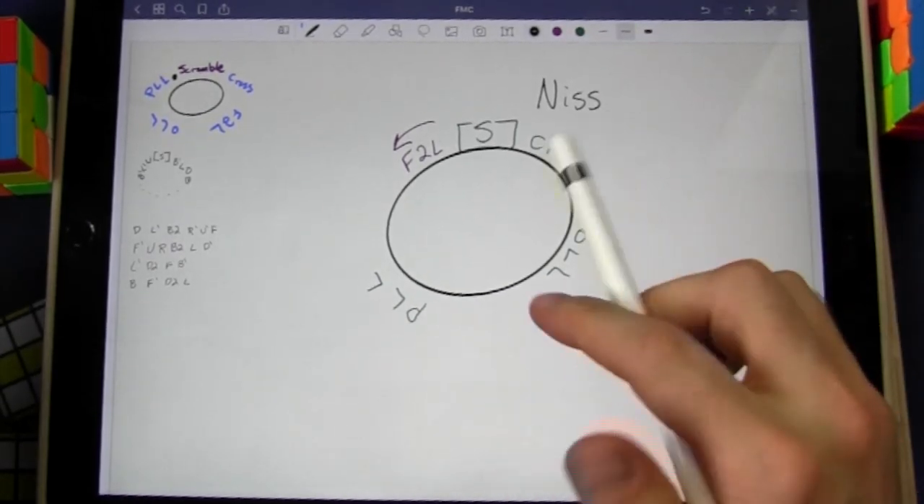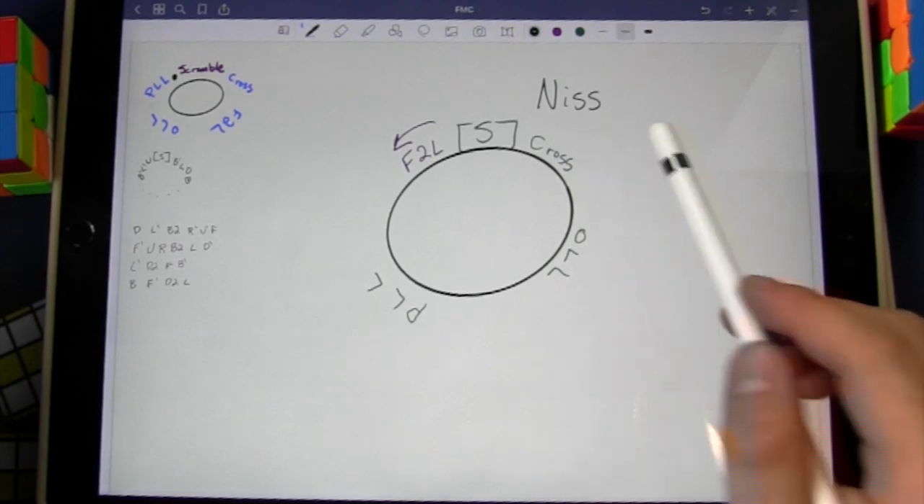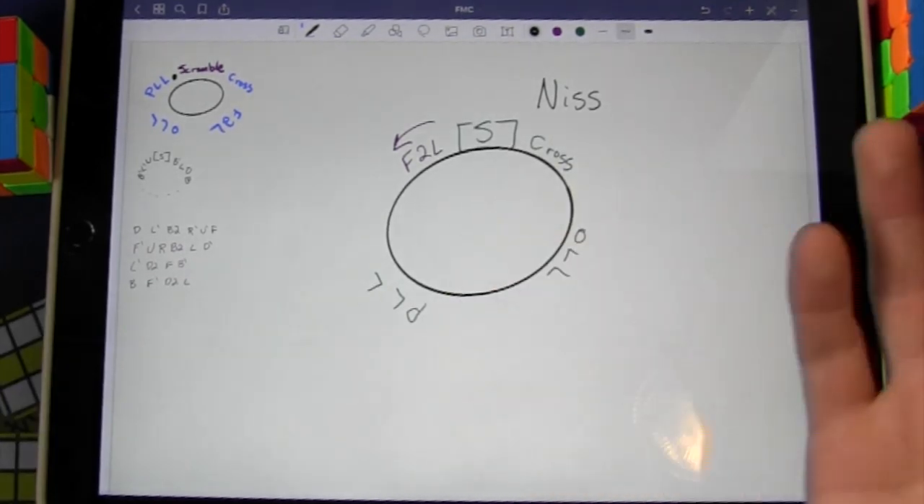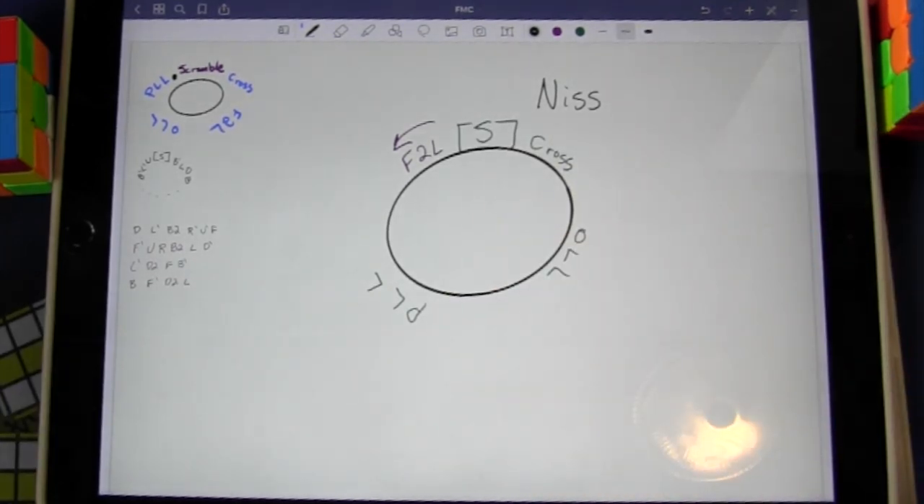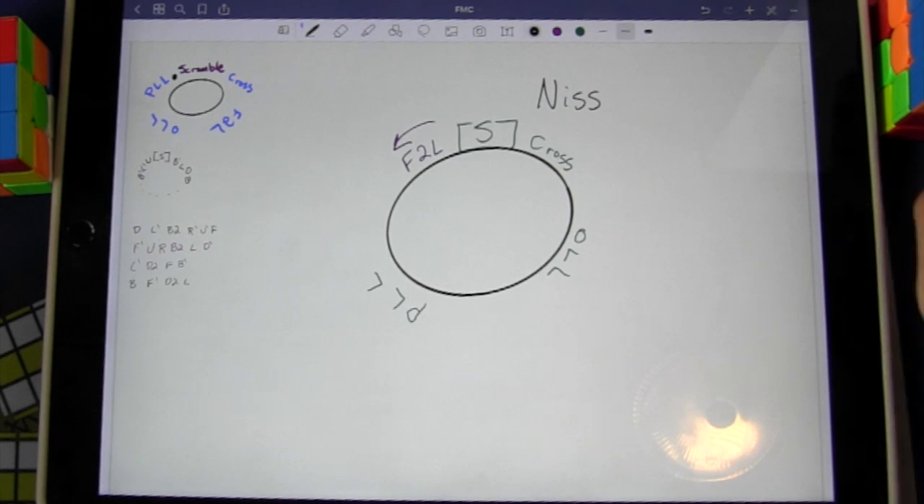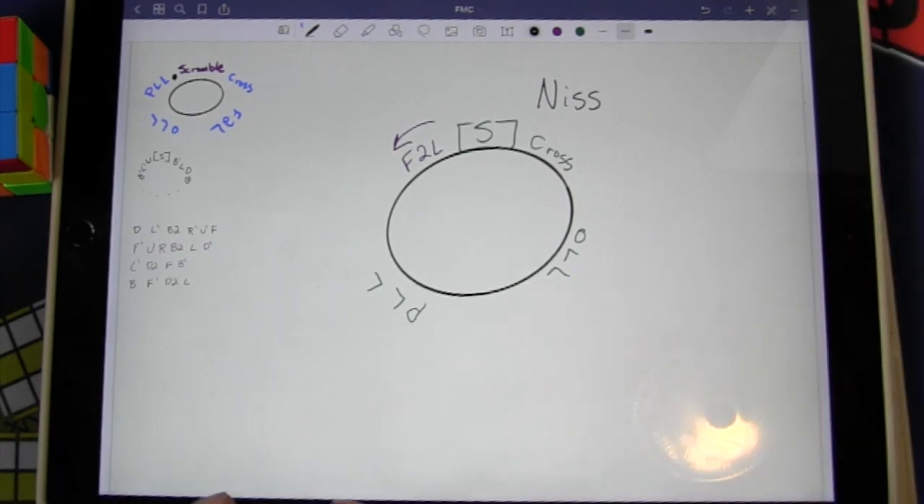NISS stands for Normal Inverse Scramble Switch. So you're switching between the normal and the inverse of the scramble. Now, I would almost suggest doing this every single time. It would make no sense to just do one and ignore the other one, because you often find really nice things. And let me show you an example of that. Let me finish solving these things.